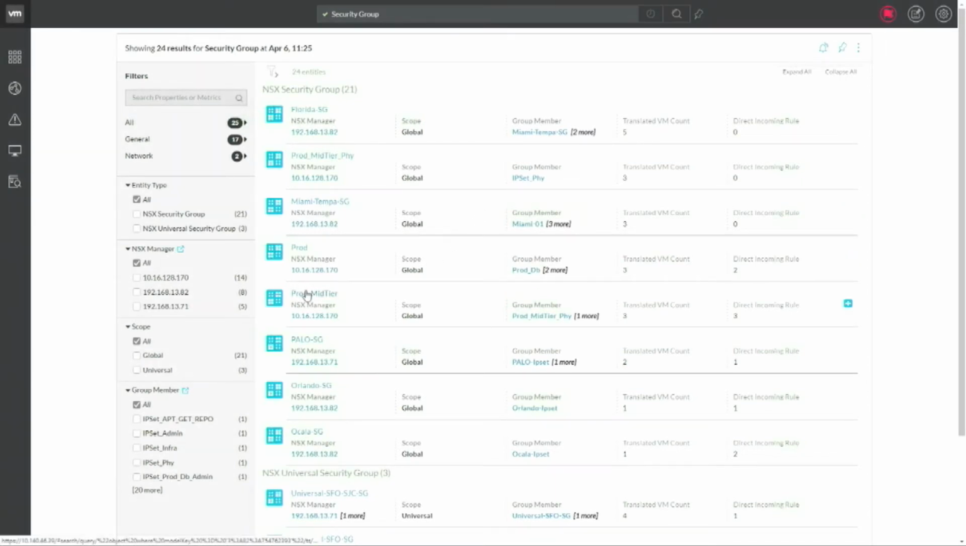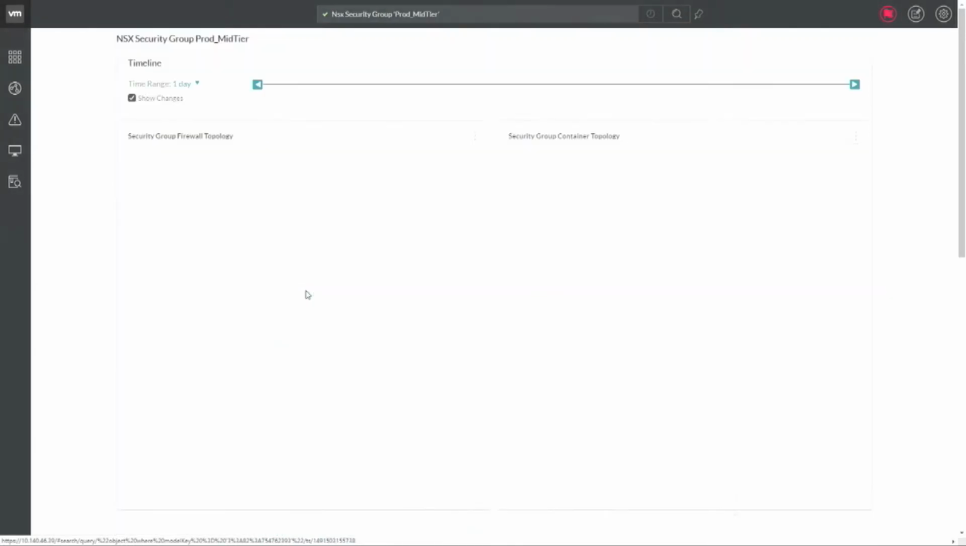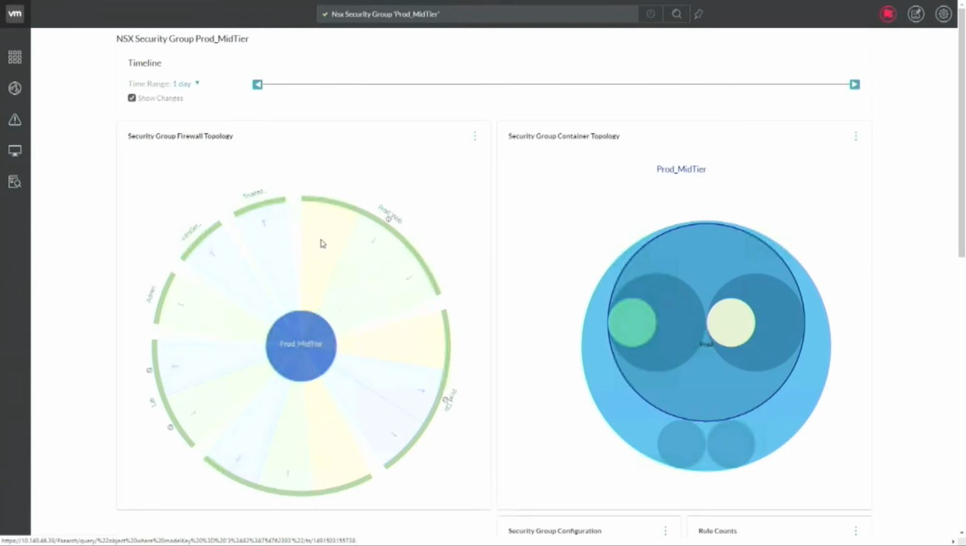So we looked at prod mid-tier earlier. Let's go ahead and take a look at what the security group looks like. And you'll see that we're presented with a firewall topology. So this is information that we've pulled out of our NSX environment.